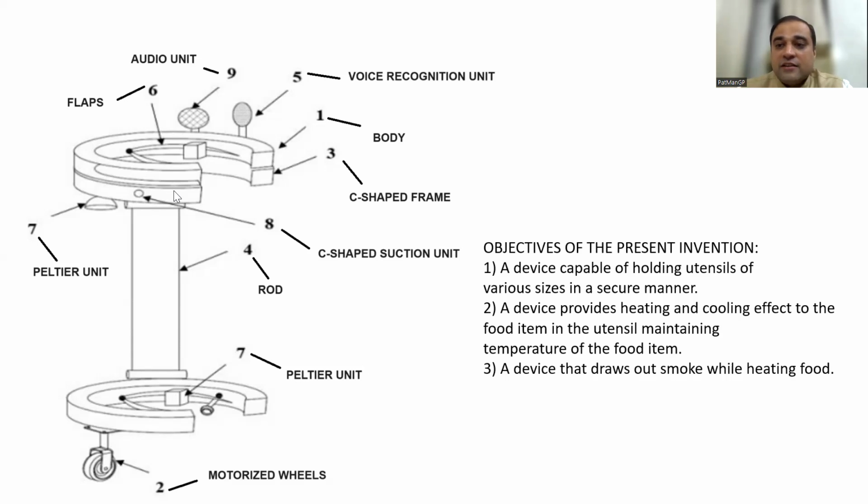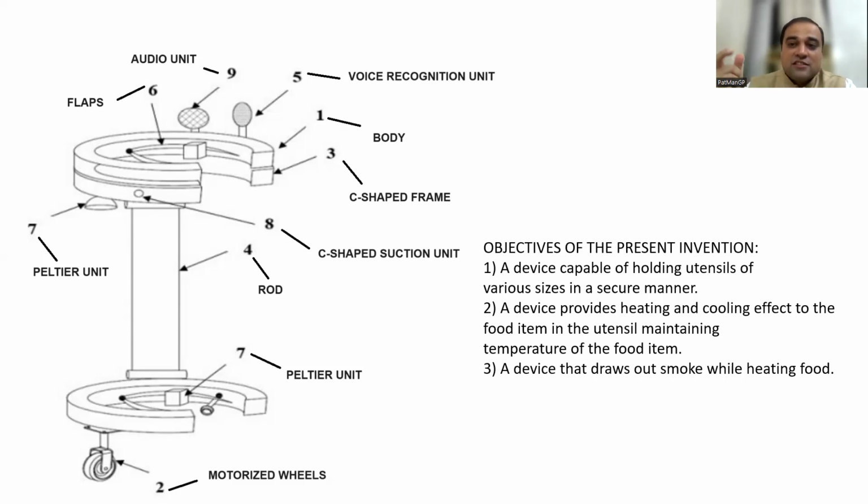Now, when the Peltier unit is activated, how is it activated? Again, it is activated through the voice recognition unit. The user will issue a verbal command saying, please heat the food up to 25 degrees Celsius. The voice command will be converted into a signal which would then be transmitted to the microcontroller. And from the microcontroller, another signal would come and activate the Peltier unit, such that the vessel will act as one conductor, and the flaps, which are also made up of a metal or conductive material, will act as a second conductor.